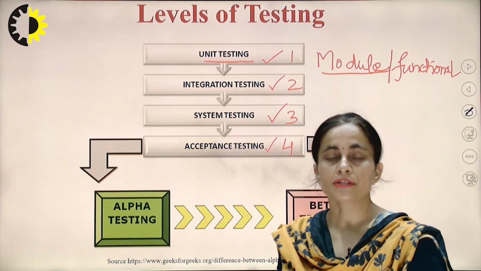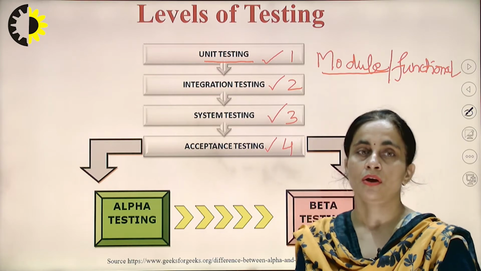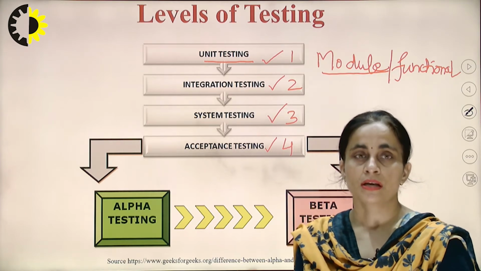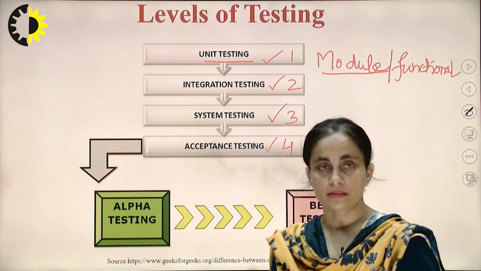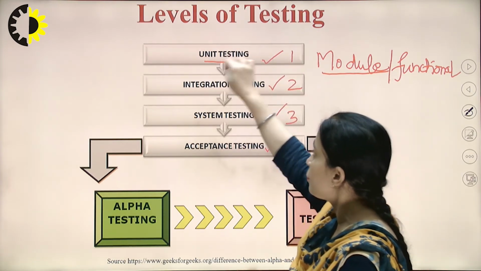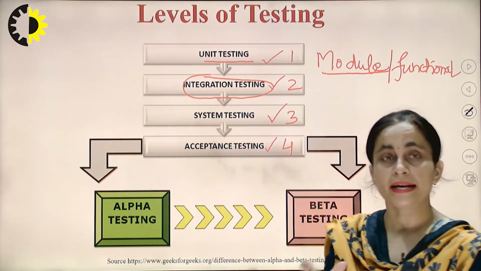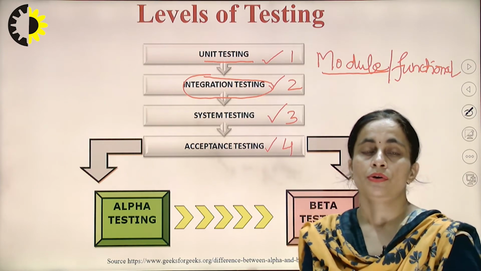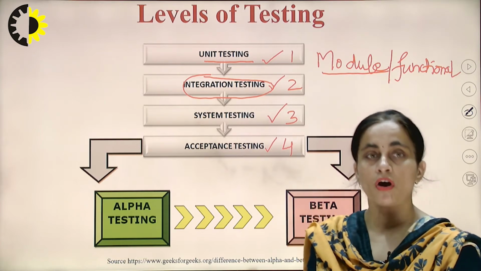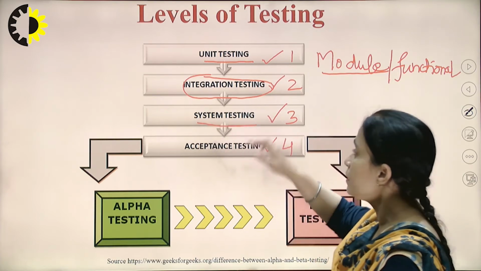We check the modules' functionality either through black box testing or white box testing, or through boundary value analysis or by checking robustness; that will be taken care of in the next classes. Then, after checking the independent modules, we proceed to see how they behave when we integrate two modules together. Are they giving some error, some fault, or are they giving the correct results? Then we proceed to system testing.